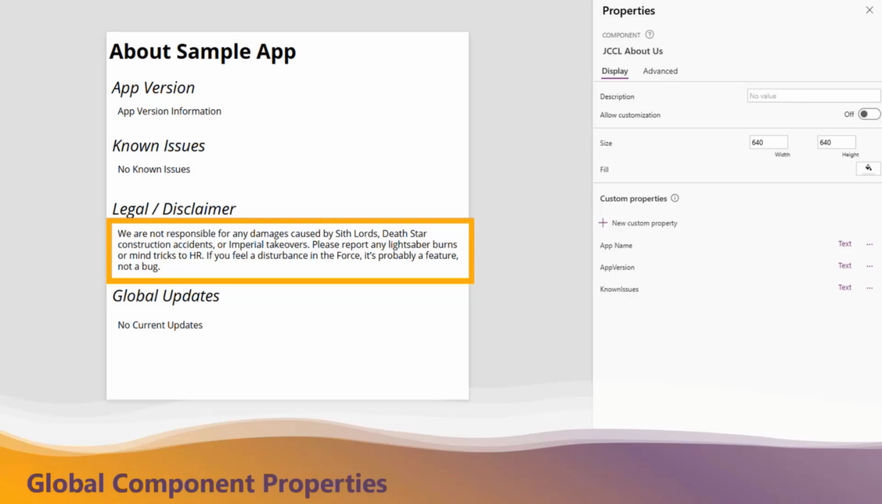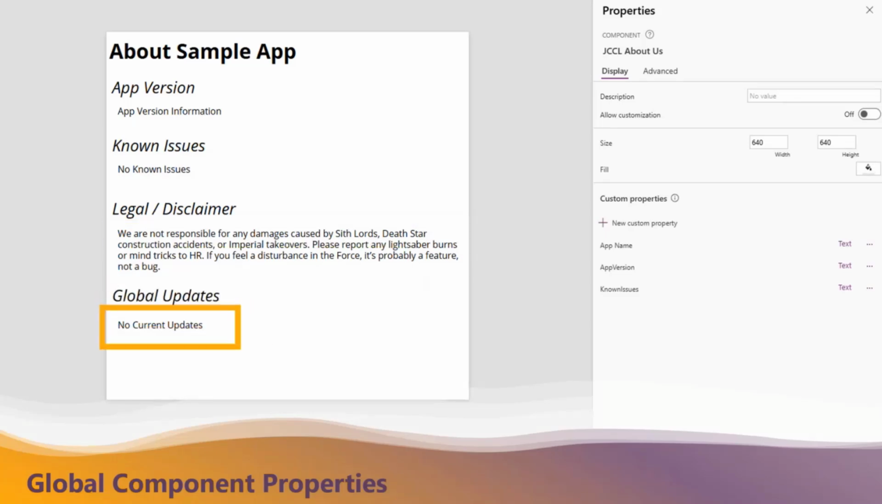So of course, it's natural. We can't be responsible for damages by Sith Lords and Death Star accidents or Imperial takeovers, right? Lightsaber burns and all that need to be reported to HR. That's normal stuff, right? And of course, if you feel a disturbance in the Force, it's a feature, not a bug, right? But we also want to be able to identify current updates. And so that's something that we're going to update on the component library side, and push over onto the app side. So enough talking. Let's see what this looks like in action.